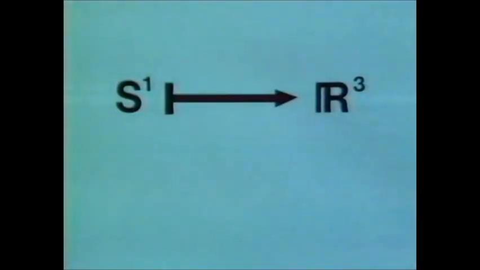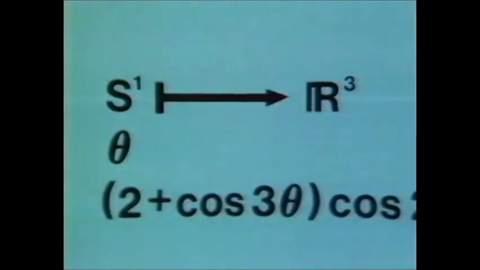Here's a function from the unit circle into 3 space. For each point on the circle, given by an angle theta, the coordinates of the image point are 2 plus cos 3 theta times cos 2 theta, 2 plus cos 3 theta times sine 2 theta, and sine 3 theta. Well, have you any idea what the image of that function looks like?